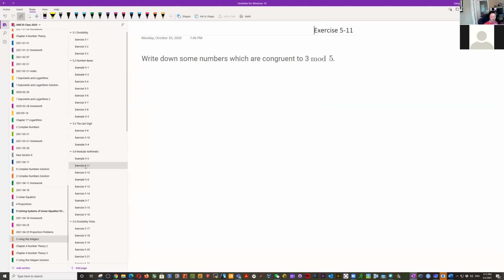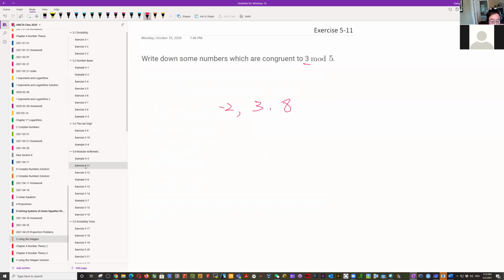So this is an easy question. Write down some numbers that are congruent to 3 mod 5. Obviously, for this type of problem, the first number is just 3, because 3 is congruent to itself. Then you add or subtract 5, or multiples of 5. Adding 5 gives 8, and subtracting 5 gives -2.